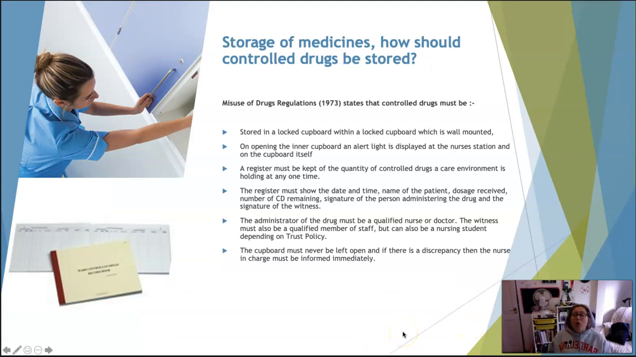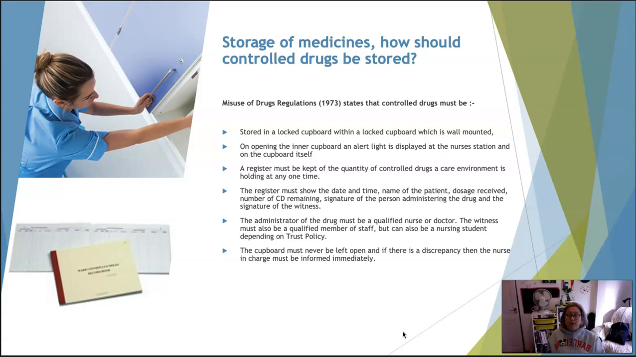When we think about controlled drugs, there is a slight difference, because controlled drugs are also covered by the misuse of drugs regulations. These state that our controlled drugs should be kept in a locked cupboard within a locked cupboard, which is wall mounted and not easily accessible. It needs to have a light that's displayed in a populated place, for example the nurse's station, and on the cupboard itself when the inner cupboard is open, to alert people that somebody is going into the controlled drugs cupboard.